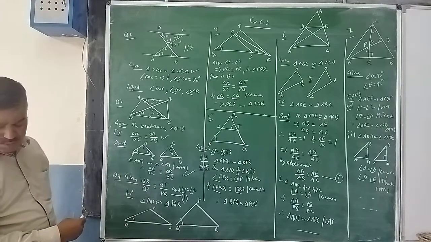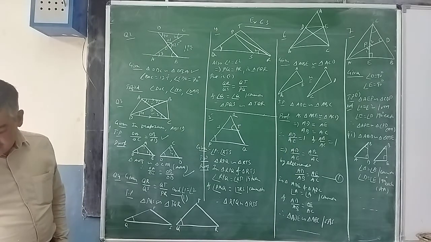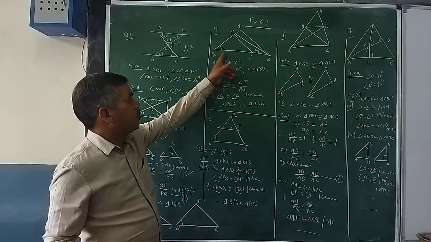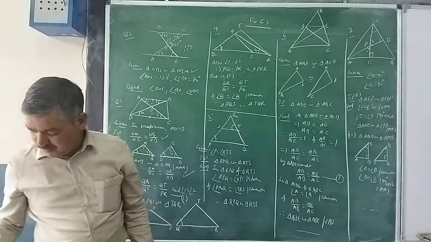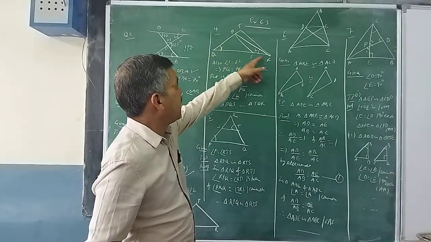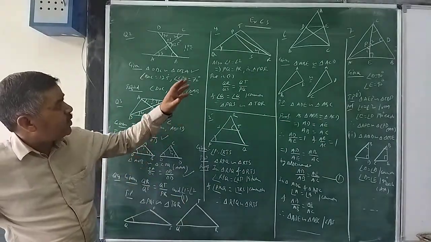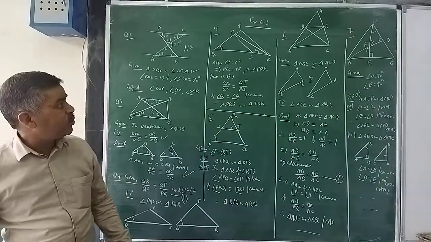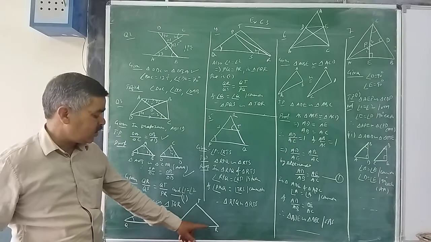Then in question number 4, this is the figure given to you. First of all, QR upon QS is given equal to QT upon PR. This is QT here and this is PR here. And on behalf of this information, angle 1 and angle 2 are also given equal. You need to prove that triangle PQS is similar to triangle TQR.